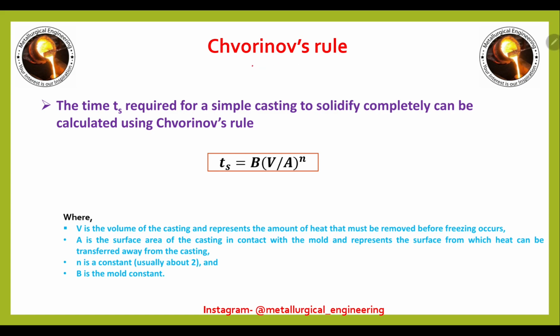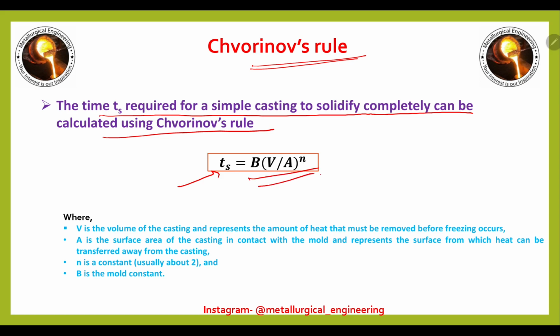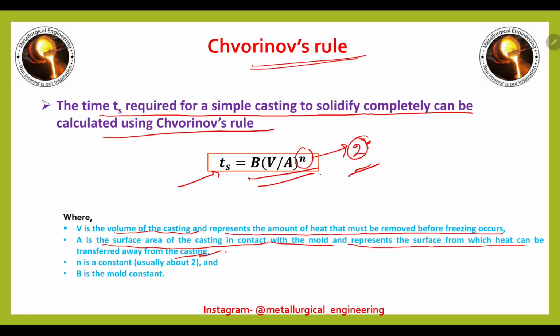In this slide we will see this Chvorinov's rule. So the time required for a simple casting to solidify completely can be calculated using this rule. So this rule shows the time required, Ts is equal to B multiplied by V by A to the power n, where V is the volume of the casting, represents the amount of heat that must be removed before freezing occurs, and A is the surface area of the casting in contact with the mold, represents the surface from which heat can be transferred away from the casting, and n is a constant, so usually n is taken as 2, and this B is the mold constant.